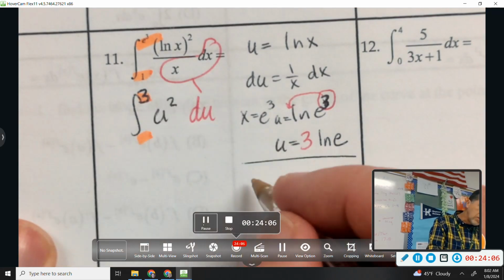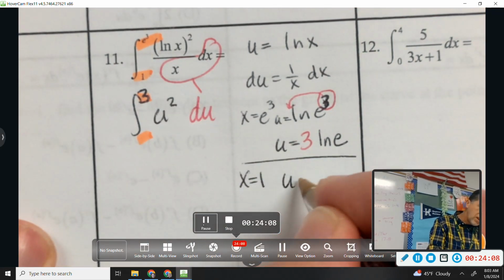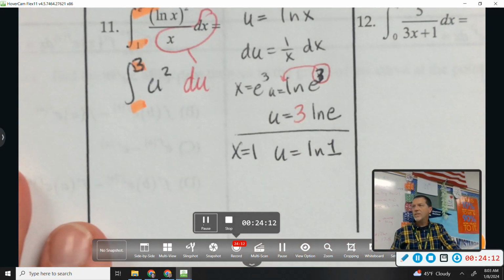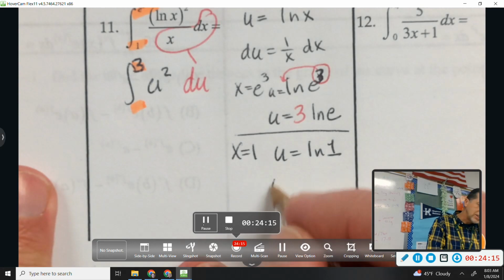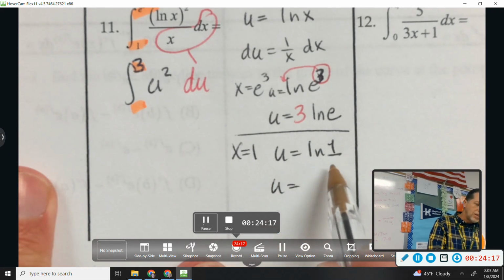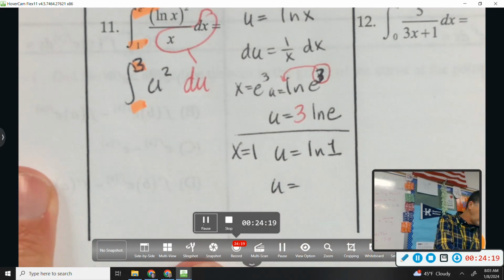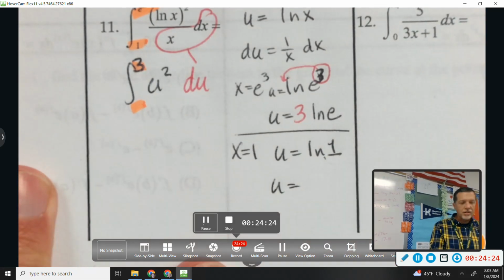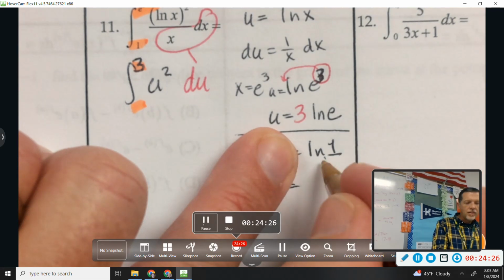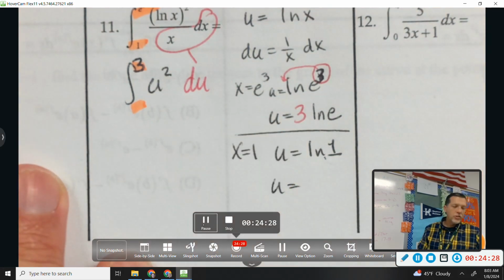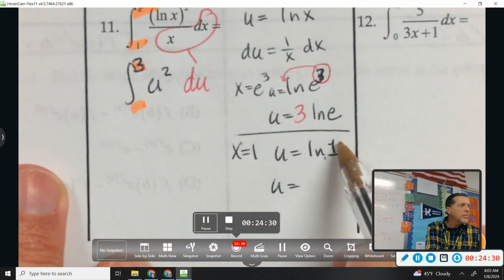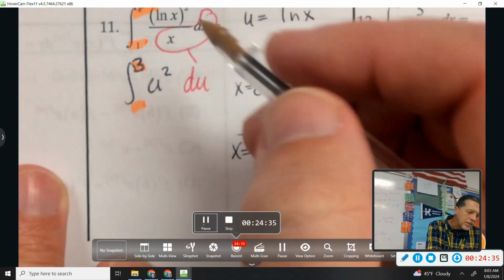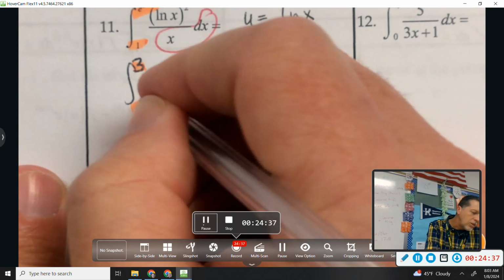Alright, for my lower limit, if x is 1, then u is the natural log of 1. We said that earlier today as well. What's the natural log of 1? E to what power would give me 1, right? I'm thinking the fishhook thing. E to what power would give me 1? 0. So my bottom limit went from x equals 1 to u equals 0.